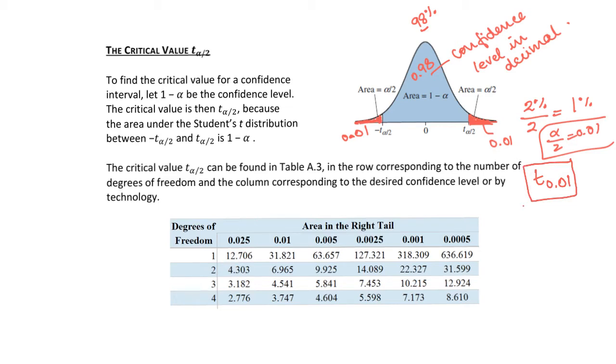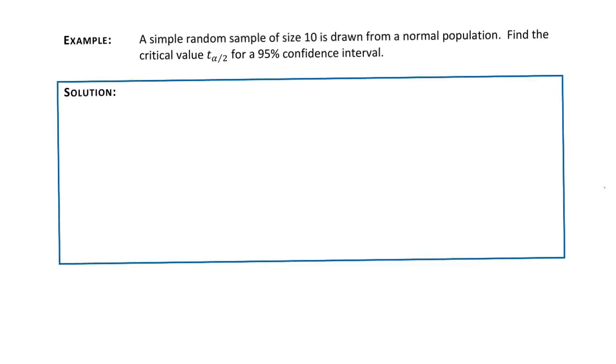So in order to find the critical value, look at the table A3. Assume in this example n equals 4 is given. So the number of degrees of freedom will be n minus 1, that is equal to 3. So look at the row for degrees of freedom 3, and the column 0.01, and find the intersection of those two.